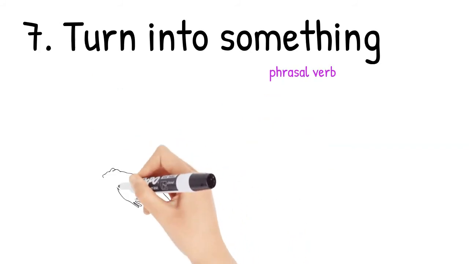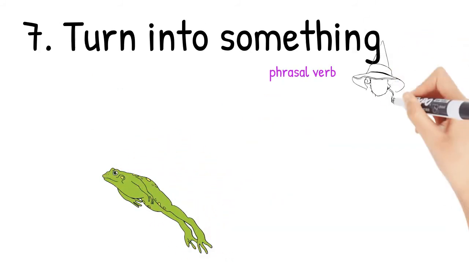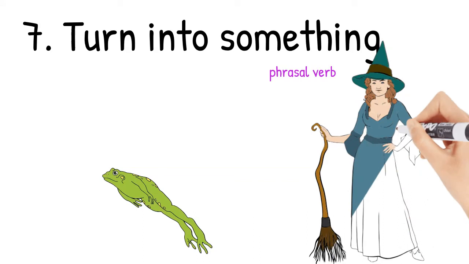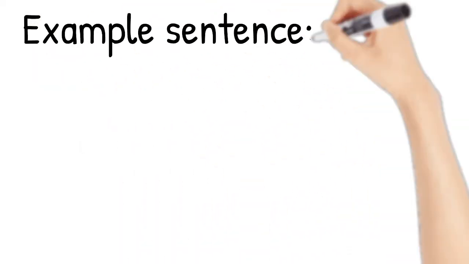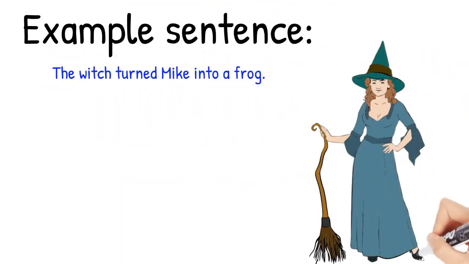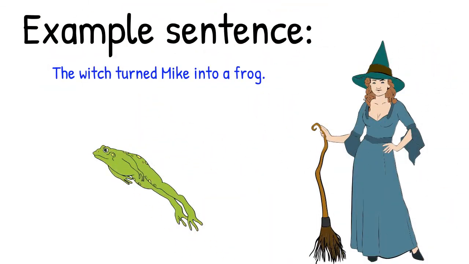Number 7, turn into something. This is a phrasal verb, and it means to become something different, to change into something else. For example, the witch turned Mike into a frog. She's a witch with magic, and she turned Mike, a person, into a frog.